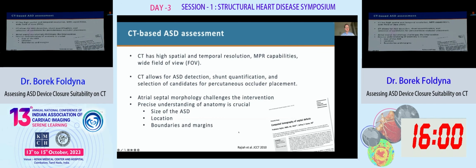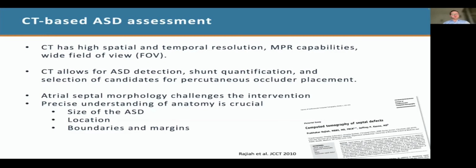So especially CT-based ASD assessment is increasingly popular as it provides high-resolution images with a wide field of view, allowing for multiplanar reconstructions. These advantages, for example, compared to echocardiography, allow for detection of concomitant defects and comorbidities. CT is reliable for ASD detection, shunt quantification, and also helps us to select candidates for percutaneous interventions.